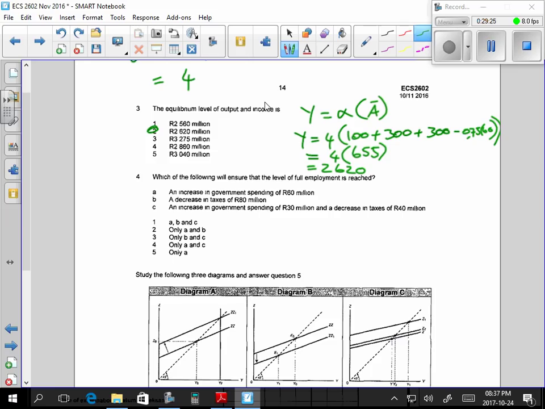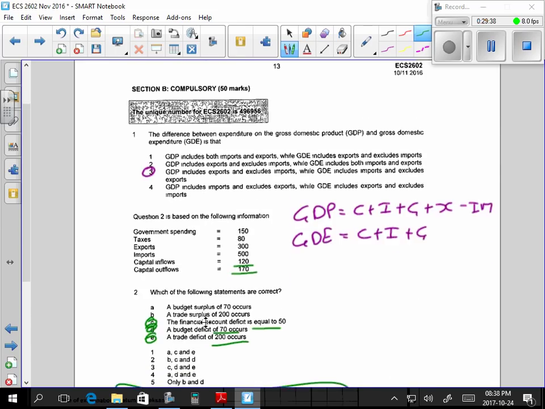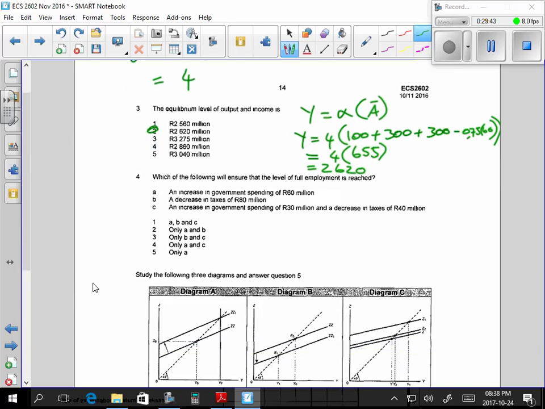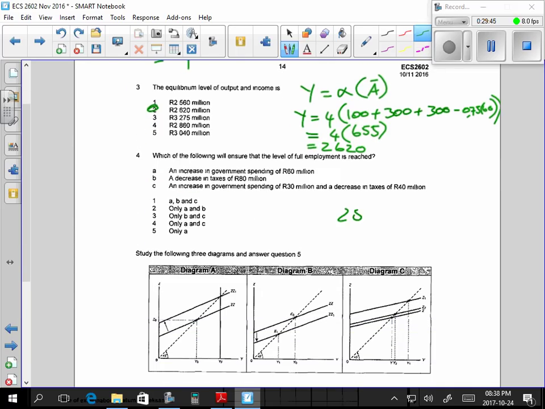Okay, so this one's slightly different because they gave you the options already. So, an increase in government spending of 60, how will that affect our output and income? Firstly, what is our income gap? The full employment level was 2860. So 2860 minus the 2620 gives us 240. That's what we need to change by. That's what the income gap needs to change by.